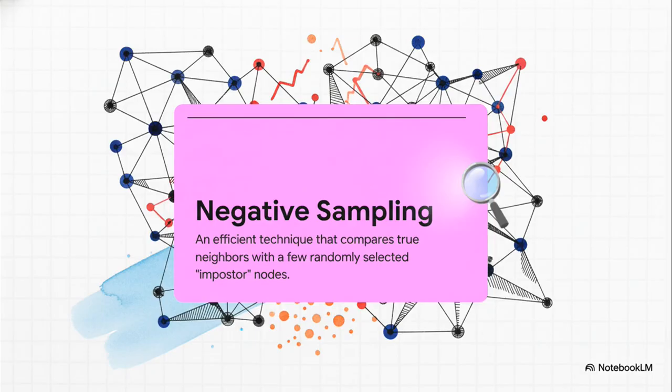So instead of that massive network-wide comparison, the model learns a much simpler game. Can it tell the difference between its true neighbors, the positive samples, and just a handful of randomly chosen imposter nodes, the negative samples? This makes the whole process vastly more efficient and actually feasible for large networks.